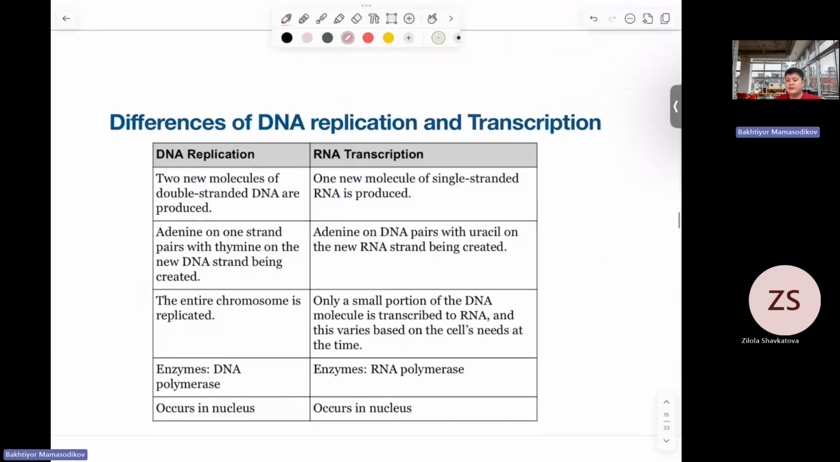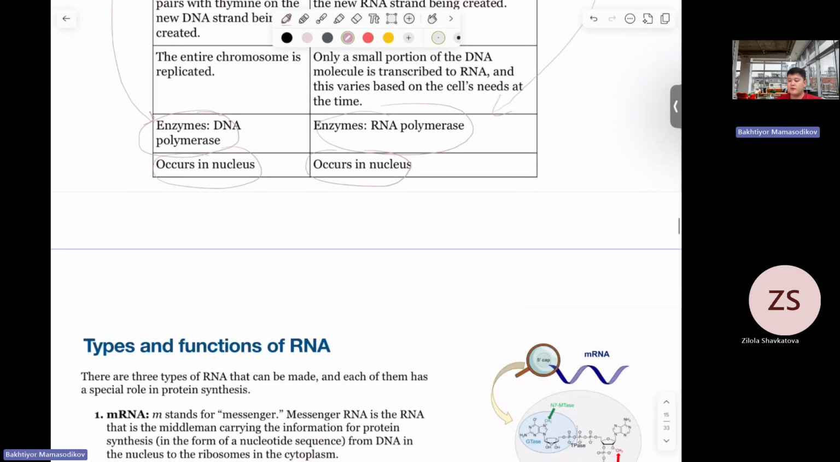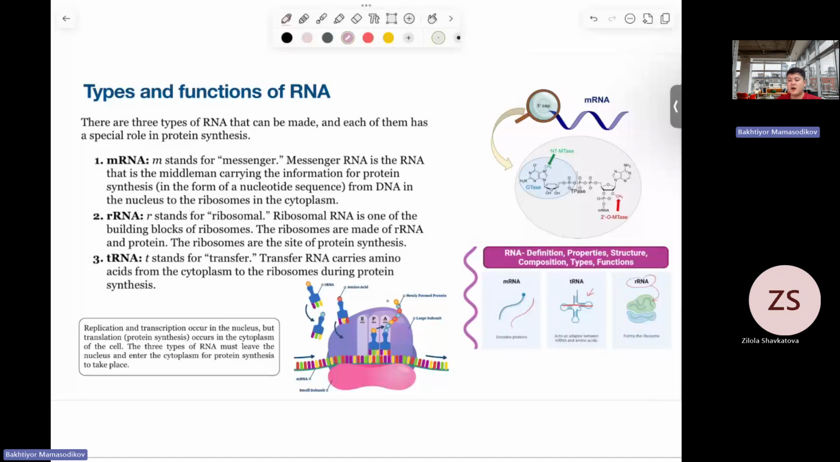This is the difference between DNA replication and RNA transcription. During DNA replication, we use DNA polymerase. During RNA transcription, we use RNA polymerase. And both of them occur in the nucleus, okay? So I think it's not a problem for you. Now, the types and the functions of the RNA.